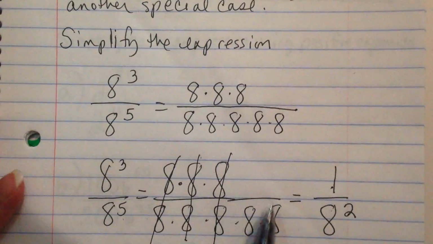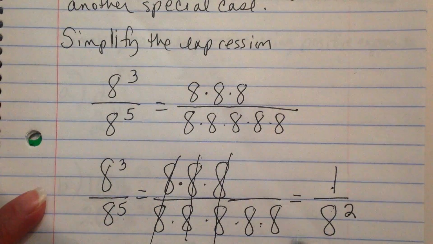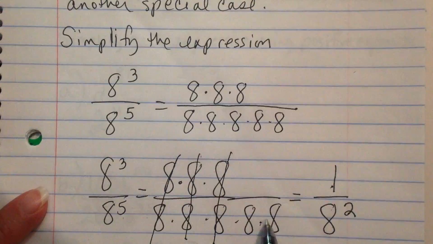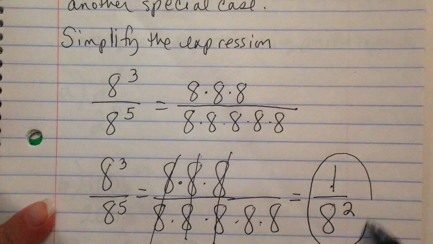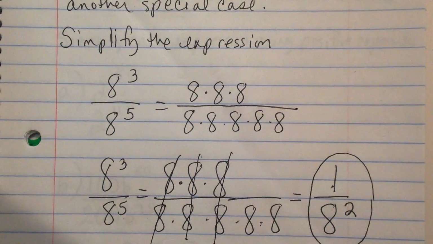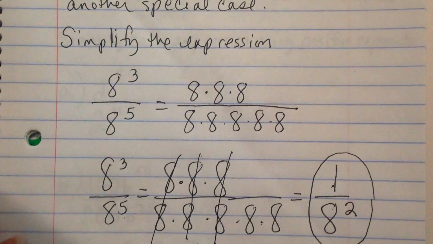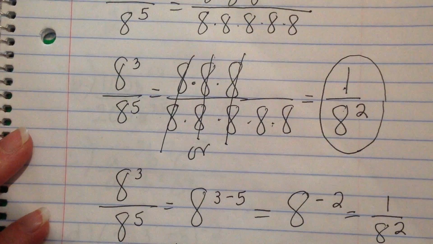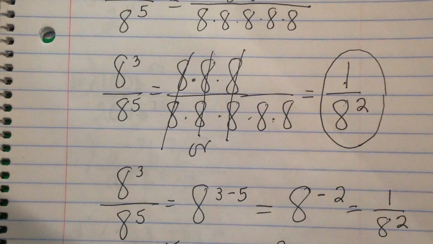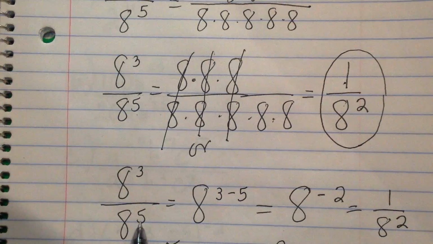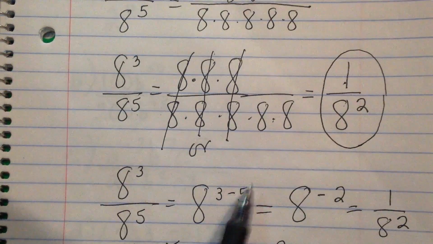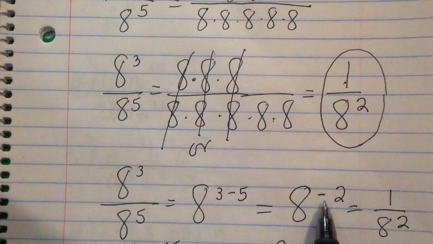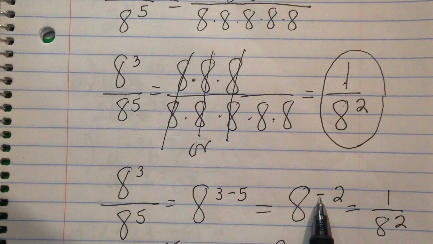So with me expanding it out, you see my final answer is 1 divided by x times x, which is x squared. That would be our final answer there. Now remember, you can also just subtract the exponents like I've done in this example. If you have x cubed divided by x to the fifth, subtract exponents. 3 minus 5 gives you -2.